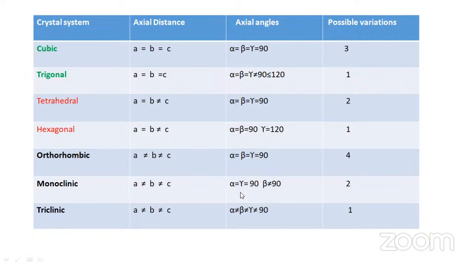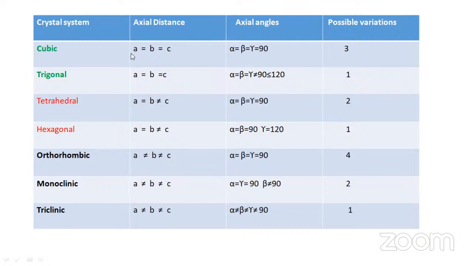But here in monoclinic, alpha is equal to gamma, it is equal to 90. Beta is not equal to 90. And coming to triclinic, all the angles are unsymmetrical. They are not equal to 90. In triclinic, the name itself, what does clinic mean? Unequal. Tri means all three. So triclinic is very easy to remember: all the axial distances are unequal and all the axial angles are unequal.